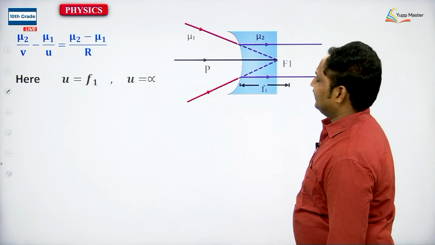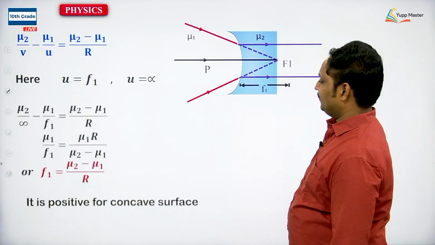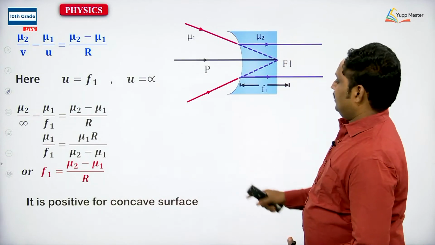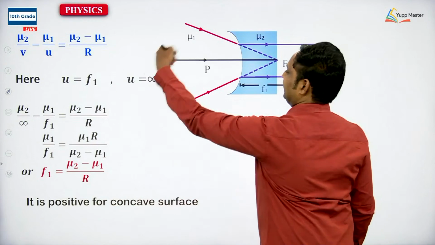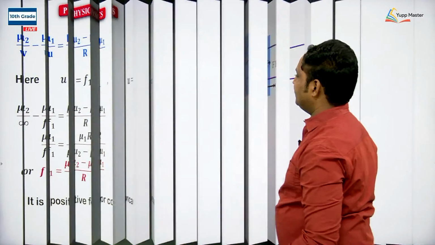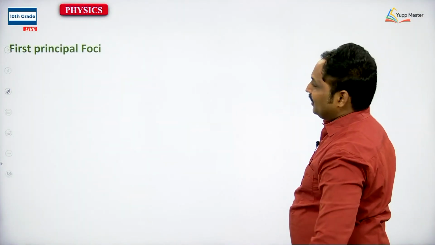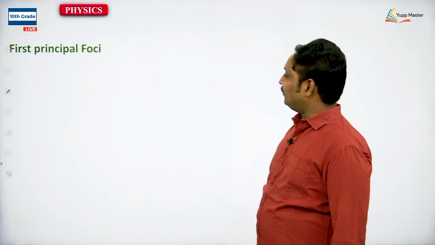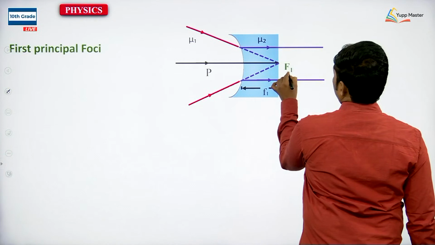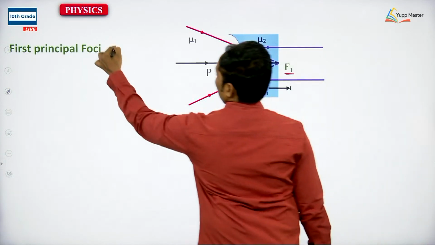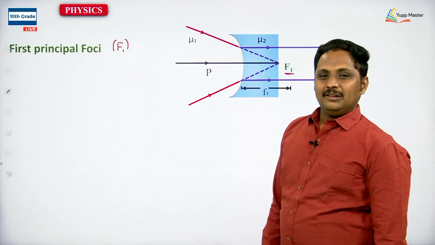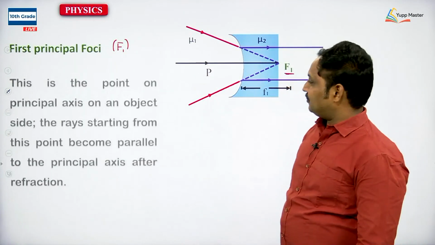By getting this relation, you can substitute all these values and get that f is positive for this concave surface. So, by making all these substitutions you can solve this problem. You have to take this one, the first principal focus. Now, if you take the first principal focus, that is F1, you have to identify this one. This is F1. What have you understood about the first principal focus?